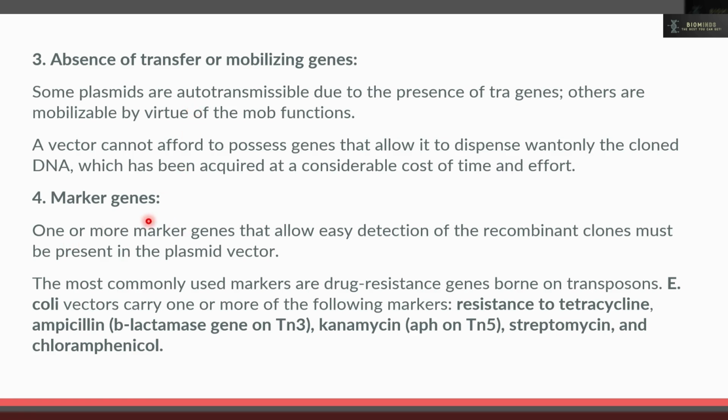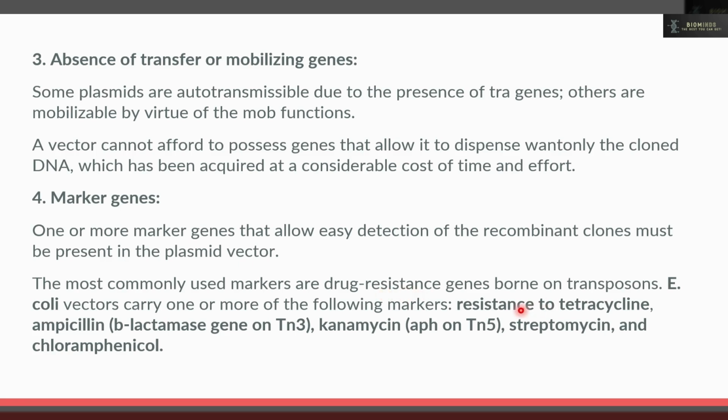Next, they have the marker genes. So what do marker genes mean? See, why do we use a marker? We use a marker to label something, right? To identify it. So the marker genes are used to detect the cells that contain the plasmid.